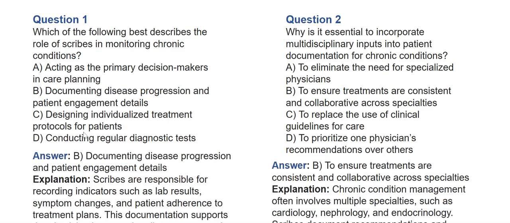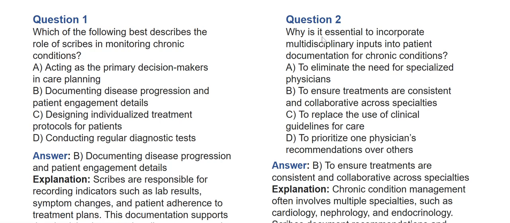Definitely the answer is B, documenting disease progression and patient engagement details, as scribes are responsible for recording indicators such as lab results, symptom changes, and patient adherence to treatment plans. This documentation supports the physician in assessing disease progression and ensures detailed records of engagement for patient care.